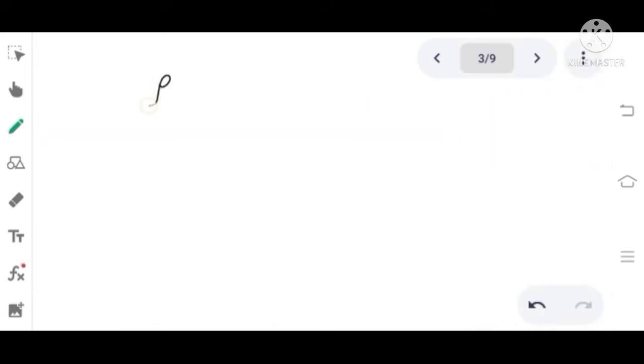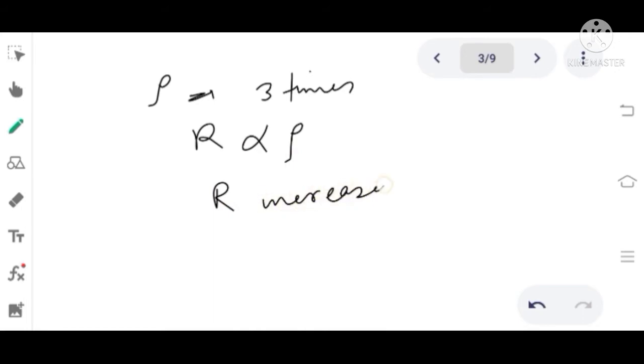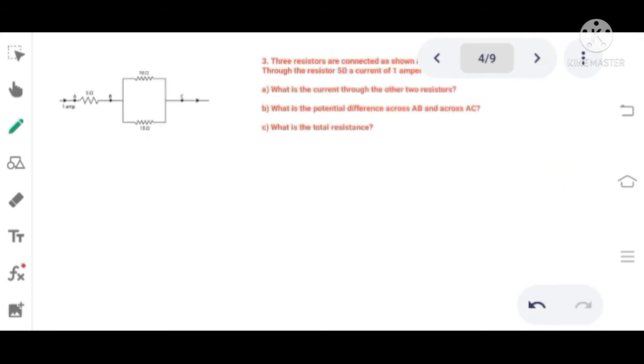Let's go to part C. Here resistivity is made 3 times. So very simple. From the formula R is equal to rho L by A, we know that resistance is directly proportional to rho. So if rho increases by 3 times, resistance also increases by 3 times. So this was a pretty simple question.